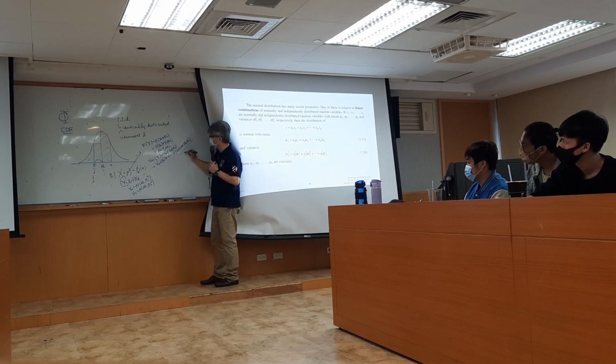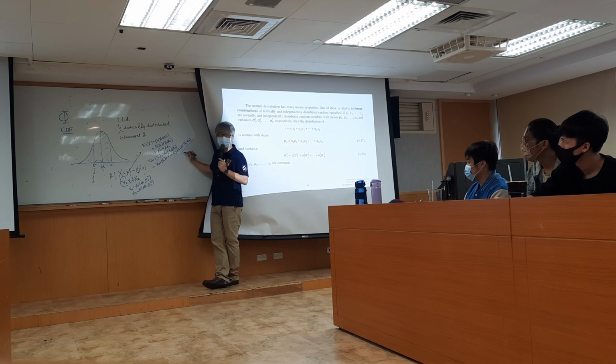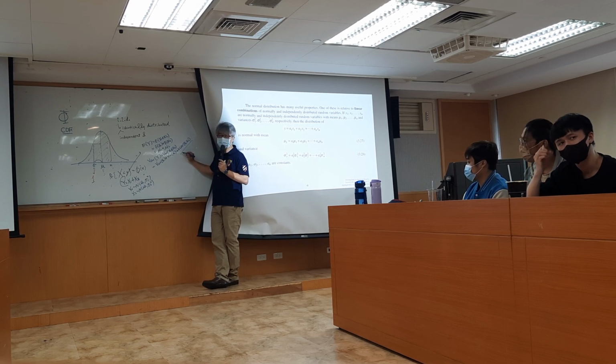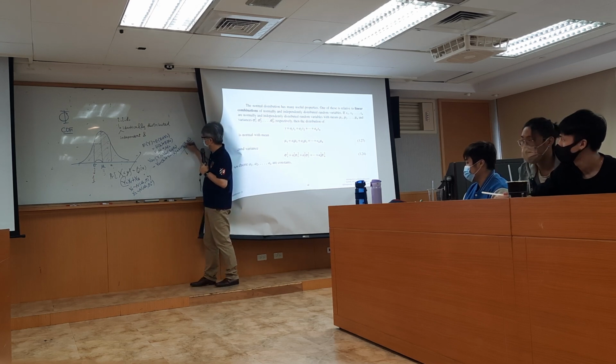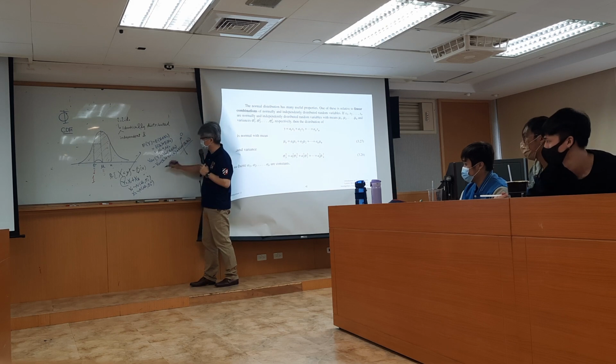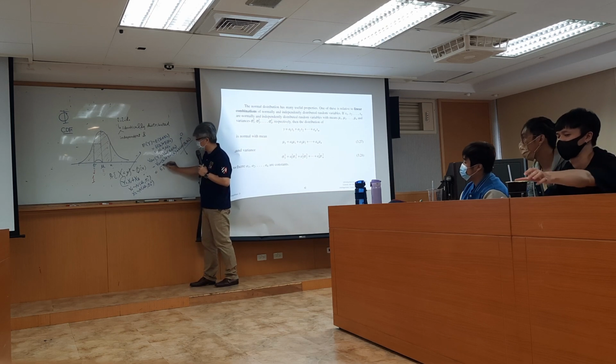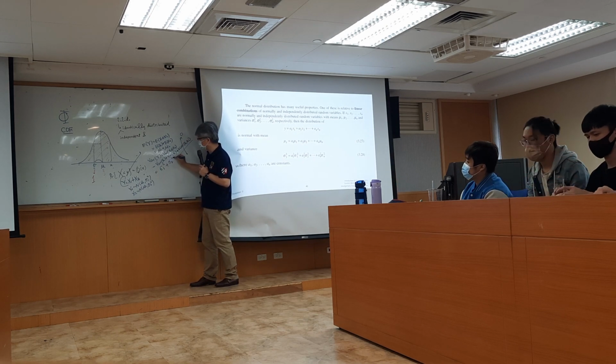Gentlemen, what is the covariance of x1 and x2? Since they are IID, they are uncorrelated, so the covariance is equal to 0. So they are independent, and this is sigma 1 squared plus sigma 2 squared.